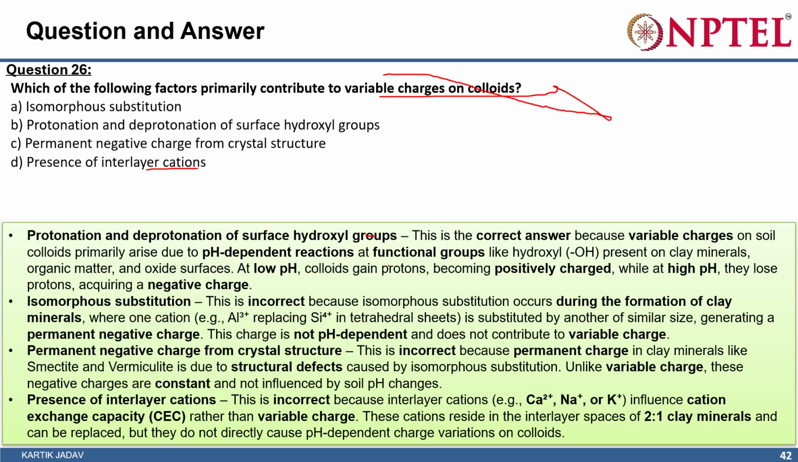Like hydroxyl groups present in clay minerals, organic matter and oxide surfaces, at a lower pH, colloids gain protons, becoming positively charged, while at high pH they lose protons, acquiring negative charge. Of the other options, we know that isomorphous substitution is a permanent charge, when ions of the same size but different charge replace the constituents, and the others we are not going into in detail. So the correct answer is option B.